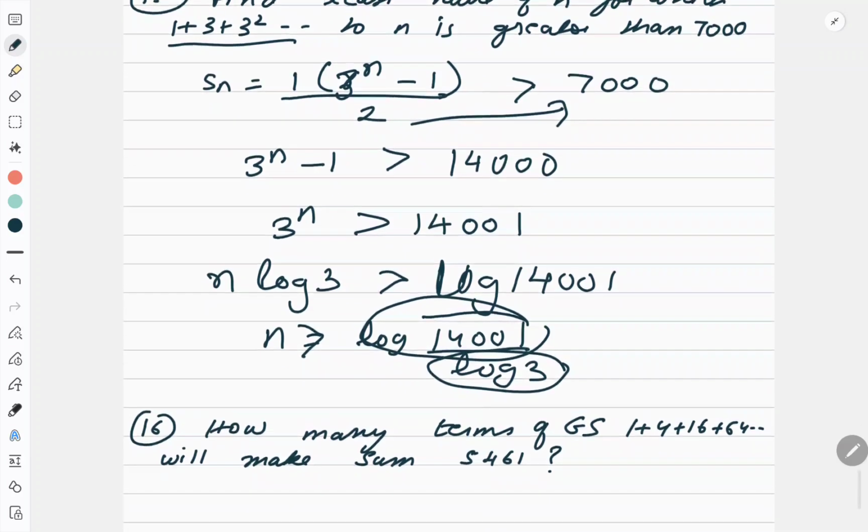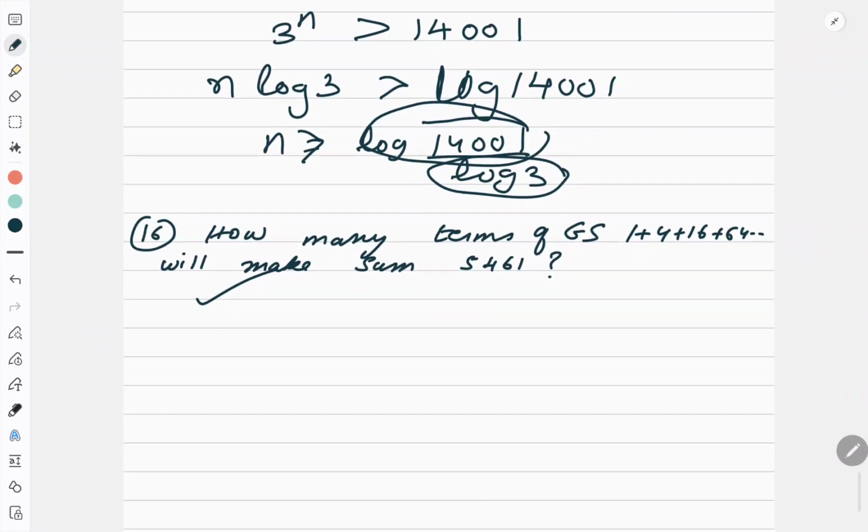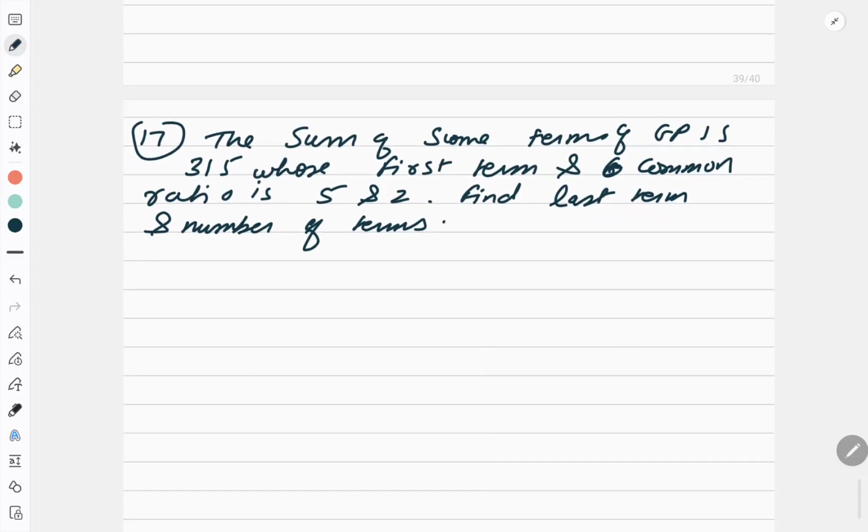Okay. Now let us see. This question also we have already done. I think the 4th or 5th question we have done this one. The sum of some terms of a GP is 315, whose first term and common ratio are 5 and 2. Find the last term and the number of terms. Okay, so let us gather the information. The sum of some terms of the GP is, so Sn is equal to 315. First term is 5 and r is equal to 2.